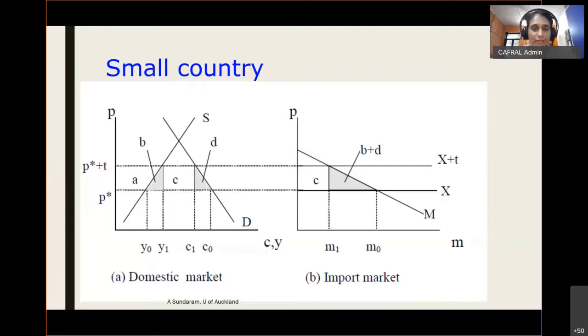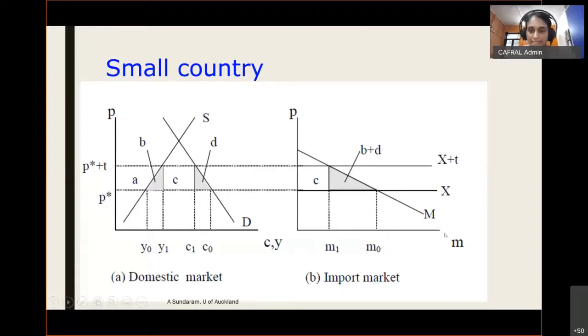If it's importing, it means that it doesn't have a competitive advantage in electronics, which means its autarky price will always be higher than the world price P star. Okay, so if the world price is P star, then India, at that price, the demand is going to be C naught, supply is going to be Y naught. So the difference between C naught and Y naught is going to be imports at the free trade price P star. Okay, so let's move on to the import market.